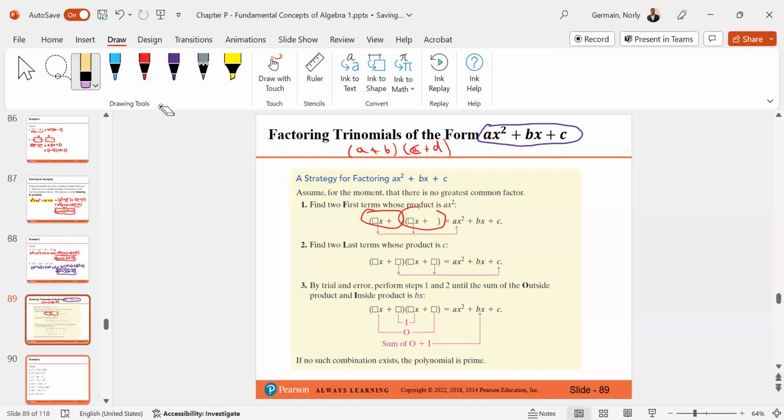That's how you factor trinomials. Well, the first thing to do, assume for the moment that there is no greatest common factor, is to find two first terms whose product is ax squared. So that's the first thing. Well, you know what? I'm going to go a little bit outside of what it says here, because following the book is obviously not the best thing to do. We're going to do it different ways.